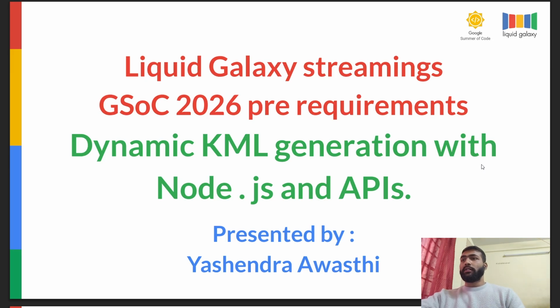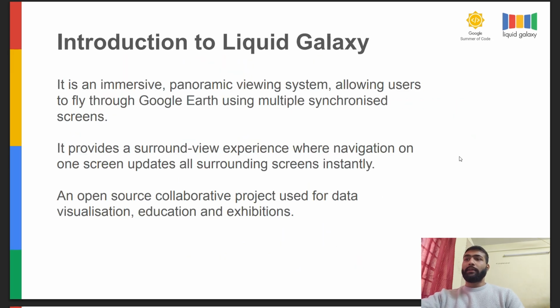Moving on to the first topic, which is the introduction to Liquid Galaxy. Liquid Galaxy is an immersive panoramic viewing system which allows users to fly through Google Earth using multiple synchronized screens. It offers a 360 surround experience that one can control using only one system. It provides navigation from all screens using only a single screen. It is an open source project which is also collaborative and used for data visualization, education, and exhibitions.